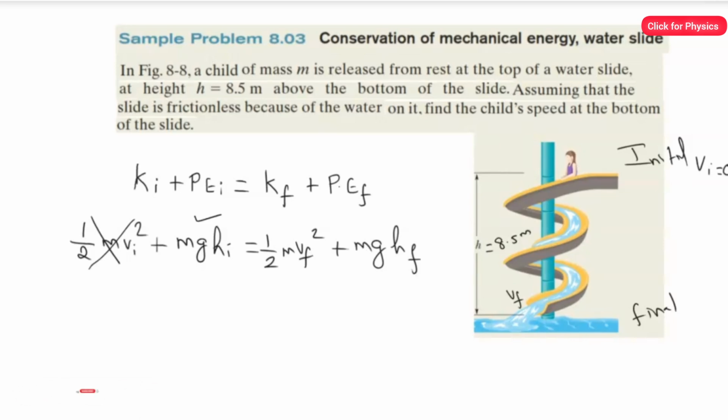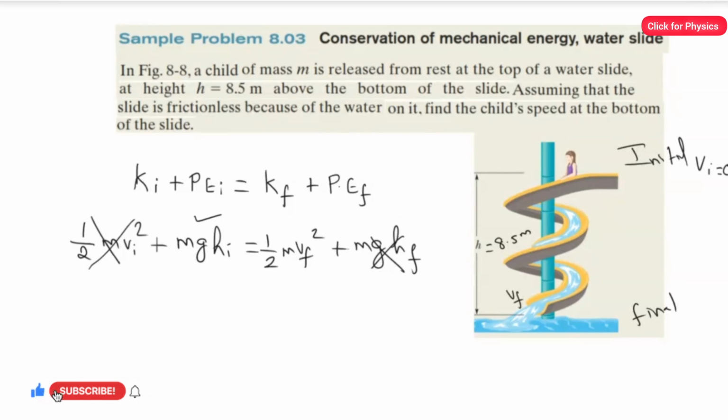At the same time, on the right hand side, we are going to find the final speed, so anyhow we will get some value here. But the most important thing: what is the final height when the child comes down this water slide? When she reaches the bottom of the slide, the final height hf is equal to 0. So when you substitute hf equal to 0, the entire term becomes 0. So we only have two terms: on the left hand side we have m g hi, and on the right hand side we have half m vf squared.